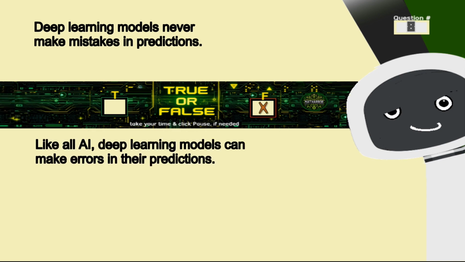True or false? Deep learning models never make mistakes in their predictions. That's, of course, not true. Like all AI, deep learning models can make errors in their predictions.